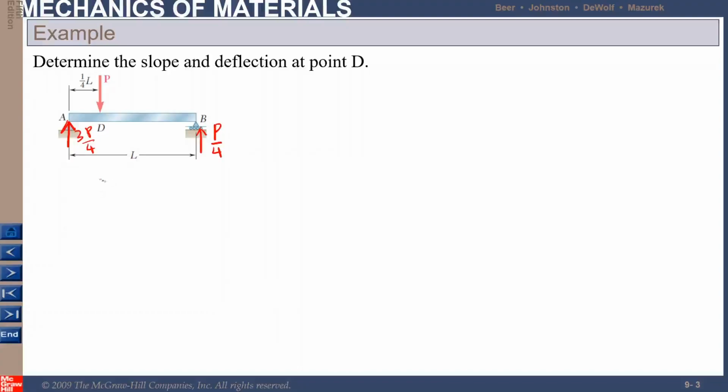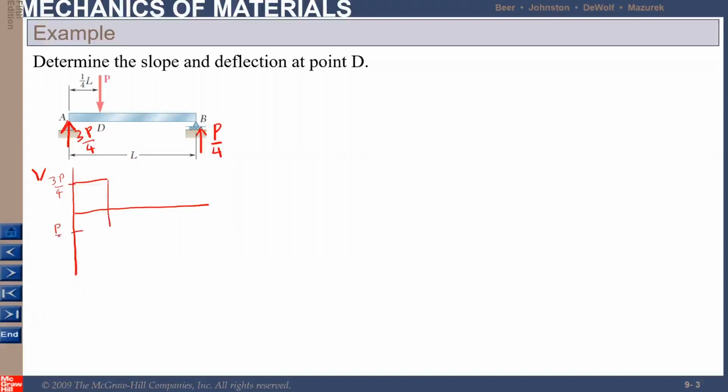Then we need to draw the moment diagram for this beam. If you still don't remember how to draw the moment diagram, first you need to draw the V diagram, which is easier. So we get a V diagram here. Let's say this is 3P over 4, so from 0 to 3P over 4, and it is constant until it reaches L over 4 over here, and then it goes down by P.